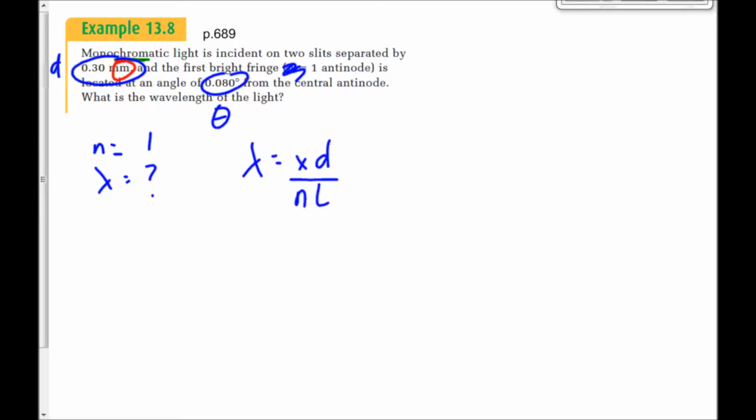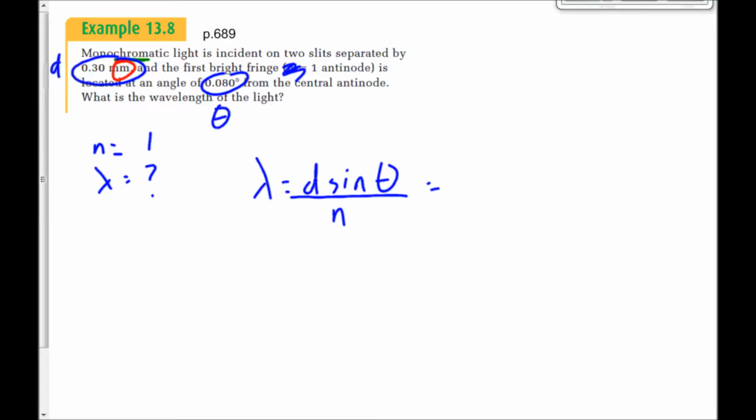Oops. So I wrote down the second one. Perfect. It's a good thing we have period 3 and period 4 to record, since I'm making these mistakes here. D sine theta over n.